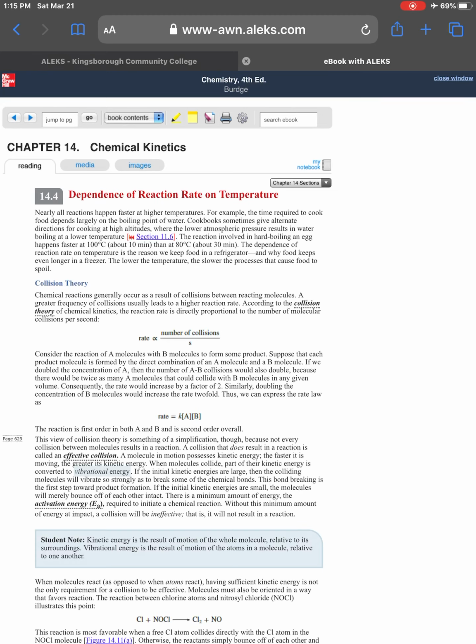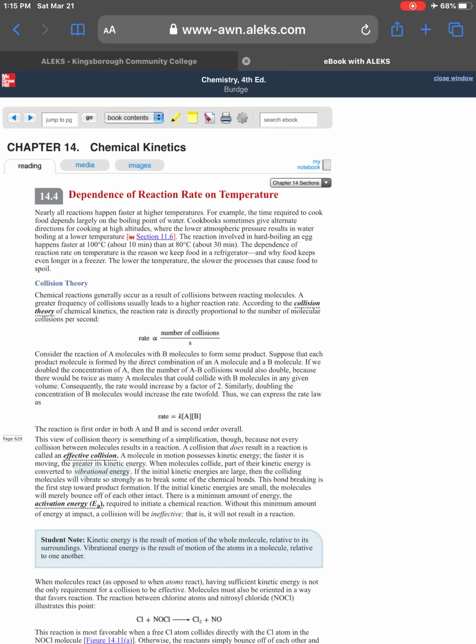Thus, we can express the rate law as rate equals k, the rate constant, times the concentration of A, the first reactant, times the concentration of B, the second reactant. The reaction is first order in both A and B and is second order overall. This view of collision theory is something of a simplification, because not every collision between molecules results in a reaction. A collision that does result in a reaction is called an effective collision.